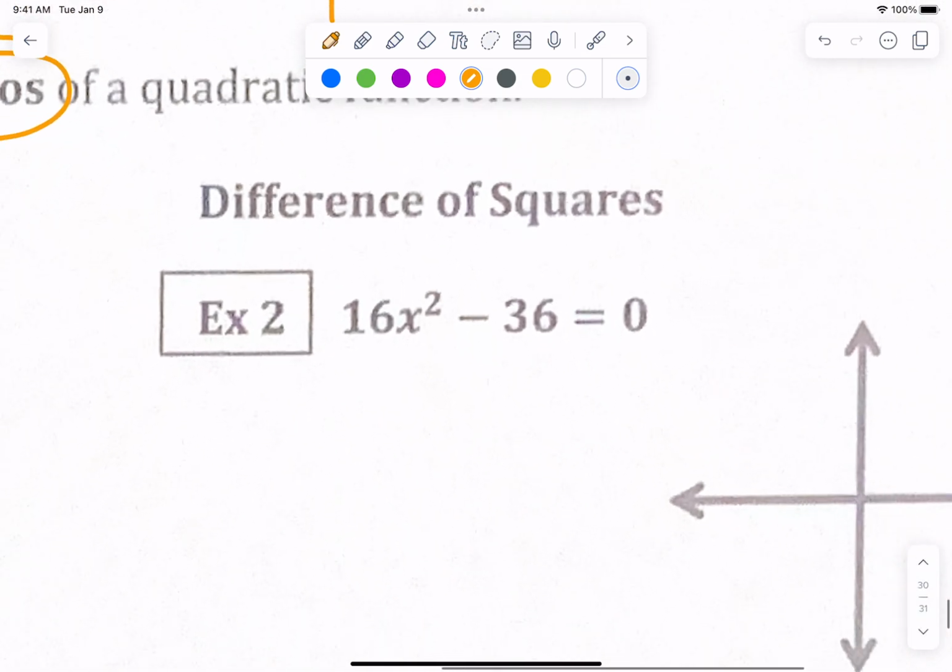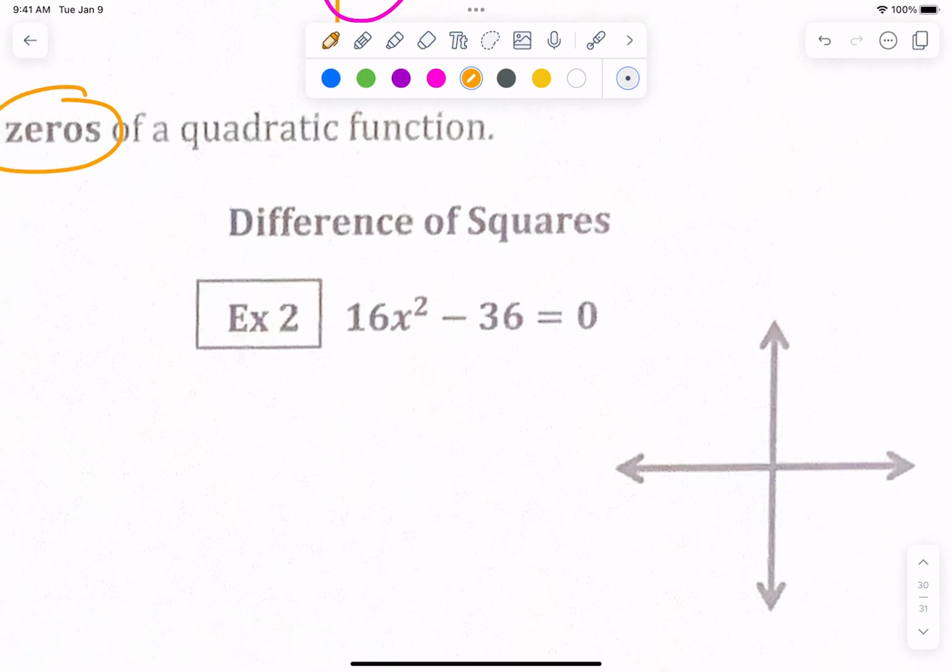Difference of squares. We're going to talk about difference of squares and how you know it's a difference of squares. What does the word difference mean? Subtract, okay?